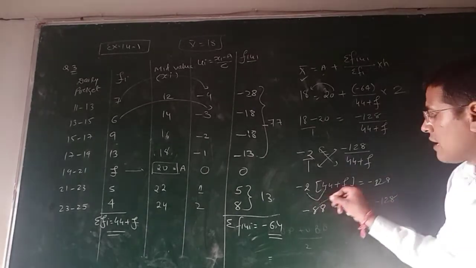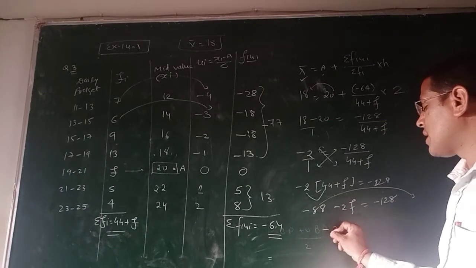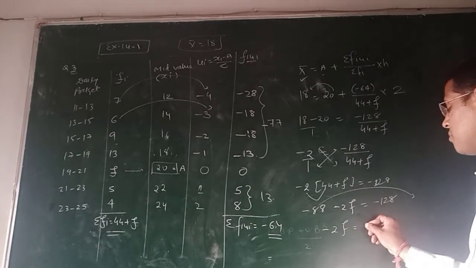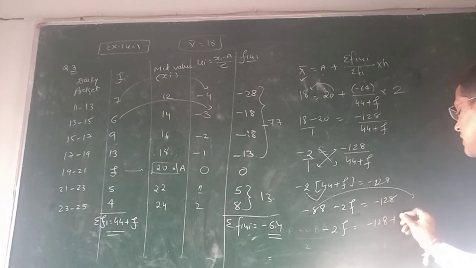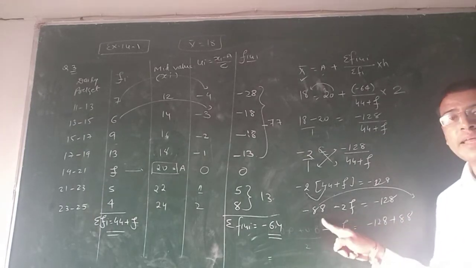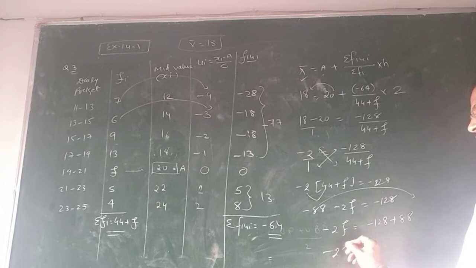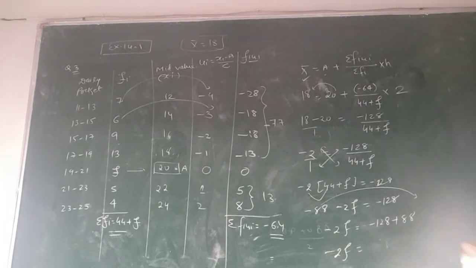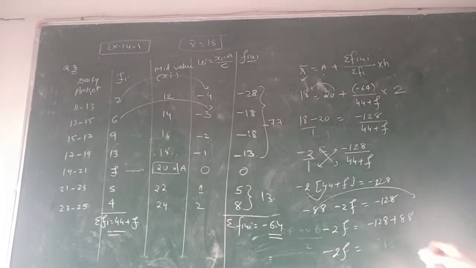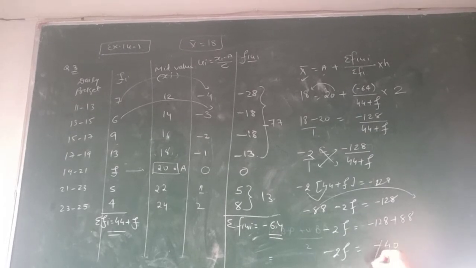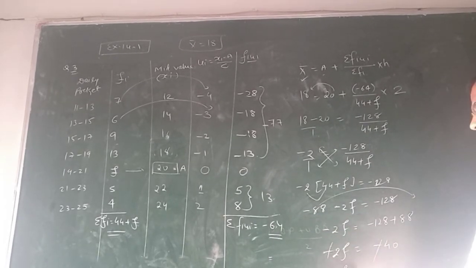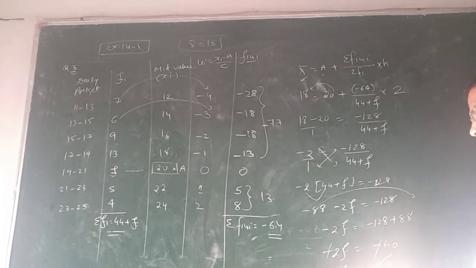Now if I transfer that value to the other side, so -2f is equal to -128 and plus 88, because 88 was negative here, on the other hand when transferred it became plus 88. Now -2f is equal to 128 minus 88, it will be -40. So minus minus got cancelled. If I want to find the value of f, 40 divided by 2, so it will be 20. So your missing data f is 20.